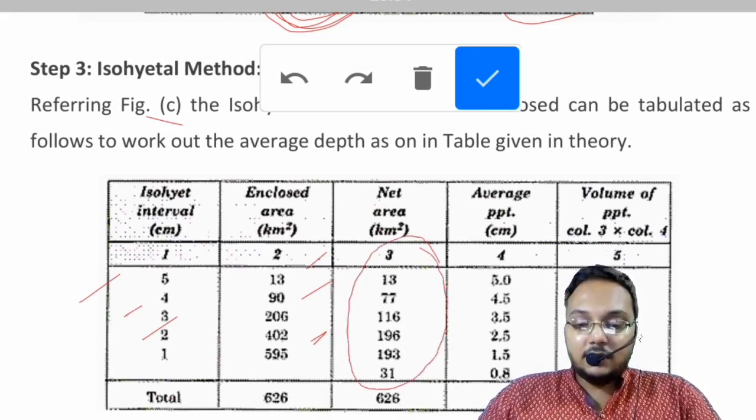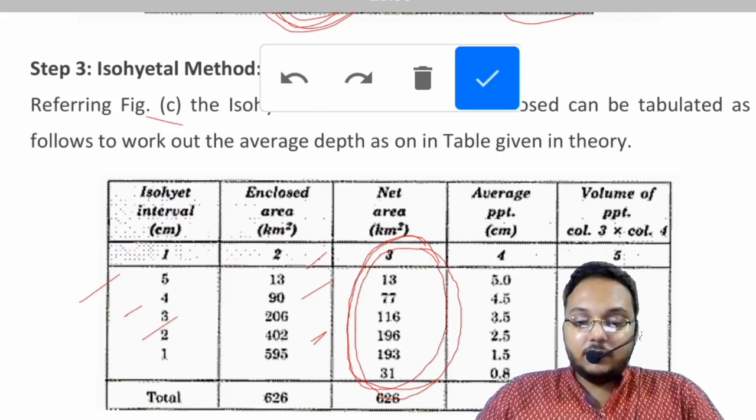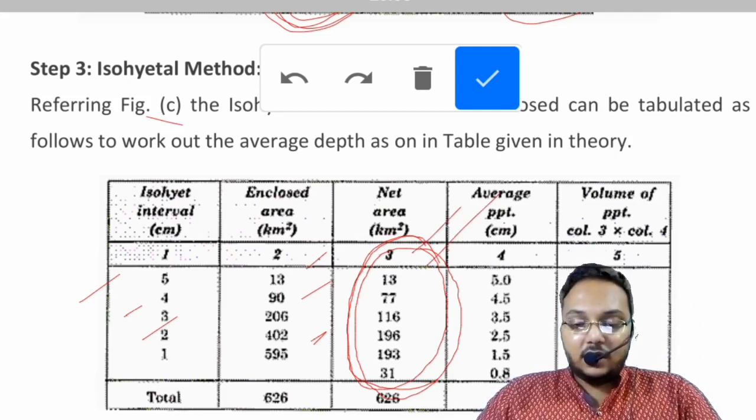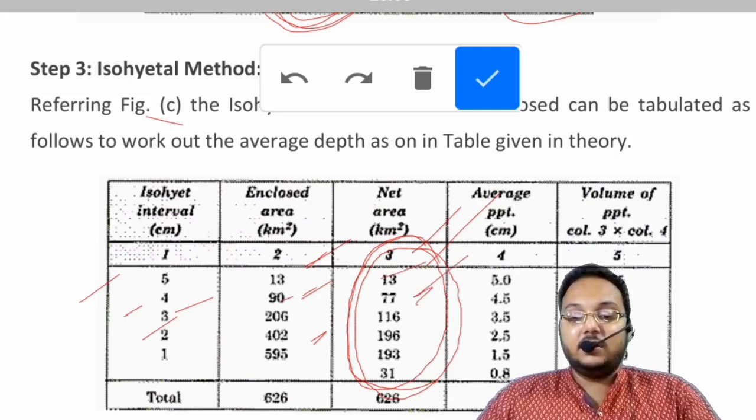Now we will get the net area. The net area you can get just by cumulative subtraction, the same way we used to do the cumulative addition. By cumulative subtraction we can get the net area. Suppose 13 is for the first interval, that is for the 5 centimeter interval. For the 4 centimeter interval it is 90. So the net area will be 90 minus 13, that is 77.